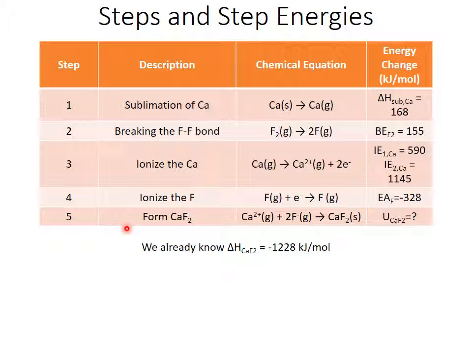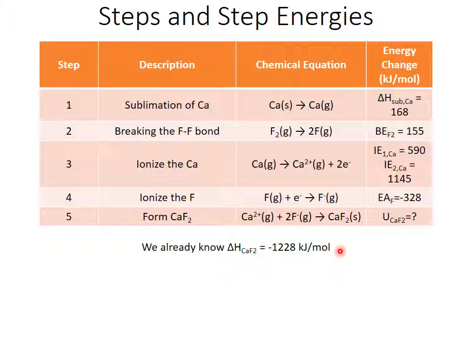In the last step, we'll form the calcium fluoride. The ions will come together to make the salt, and this is the lattice energy, the one we do not know. We can look up the heat of formation of calcium fluoride in any number of references, or we could do an experiment ourselves. Either way, it's minus 1228 kilojoules per mole.